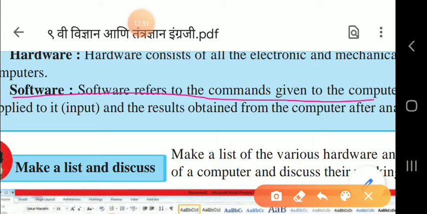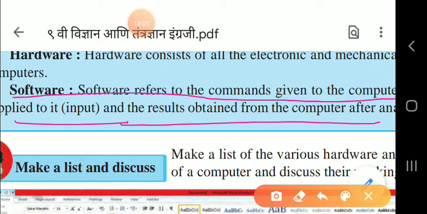Software refers to the commands which are given to the computer, the information supplied to it as input, and the result obtained from the computer after analysis. This is all about hardware and software.